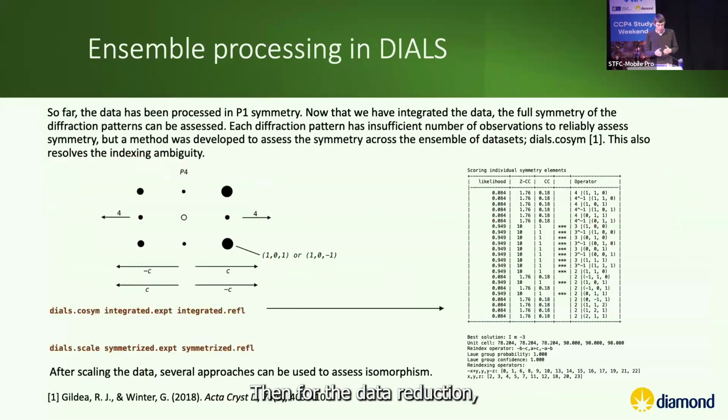Then for the data reduction, this is the same whether you do the ensemble approach or integrate each one independently. First, you have to do this symmetry discovery process. Now, each diffraction pattern for narrow wedge sweeps doesn't have enough information to reliably assess the symmetry, but we take an ensemble approach to discover the symmetry by taking into account all data at the same time. So this is what the dials.cosym program does, and it can also resolve indexing ambiguities. It tests the different symmetry operations that are possible by the lattice and scores them and gives you a most likely point group. After we discover the symmetry, then the data can be scaled, where we correct for experimental effects.